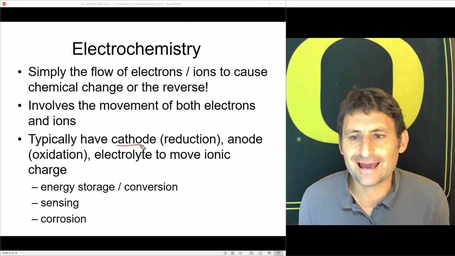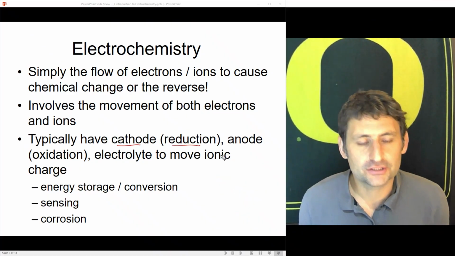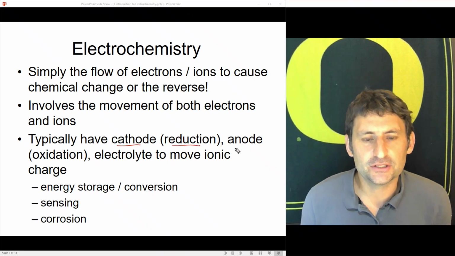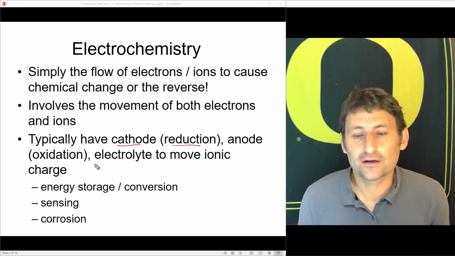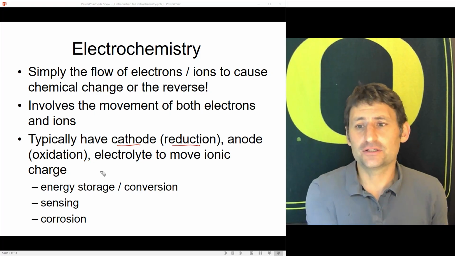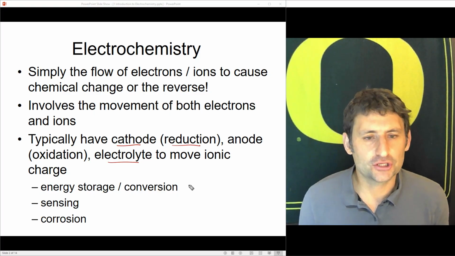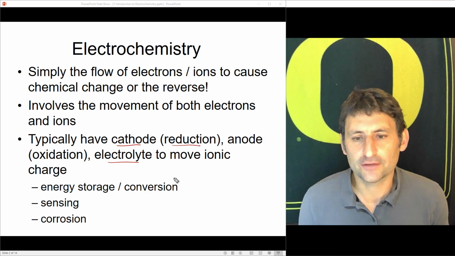Typically, we have both a cathode, where the reduction reaction takes place. Reduction, remember, is transferring electrons onto a species. And an anode, where an oxidation happens. Oxidation is removing electrons. And then we have an electrolyte to move ionic charge. And we'll go through some of the more rigorous definitions in this course.